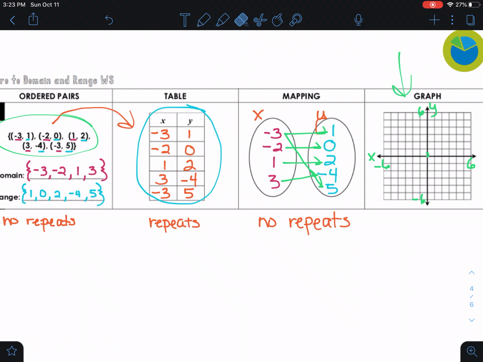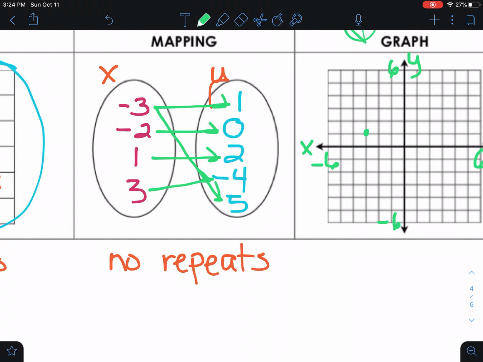Okay, now it says -3, 1. So I'm going to go from the origin, -3, okay? And then I'm going to go 1 unit up. So that's 1 unit up. Now, I'm going to make a dot right there, and I don't want those lines there, so I'm going to get rid of that, but that's where my dot will go. So -3, 1. Okay.